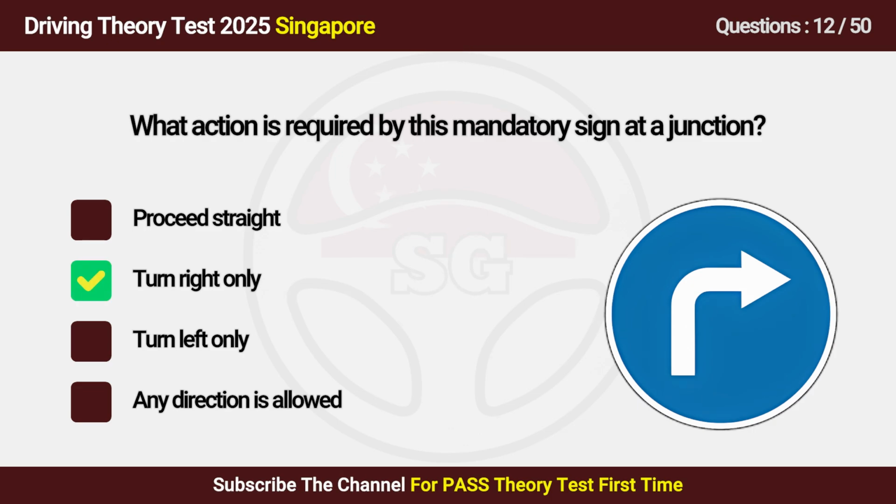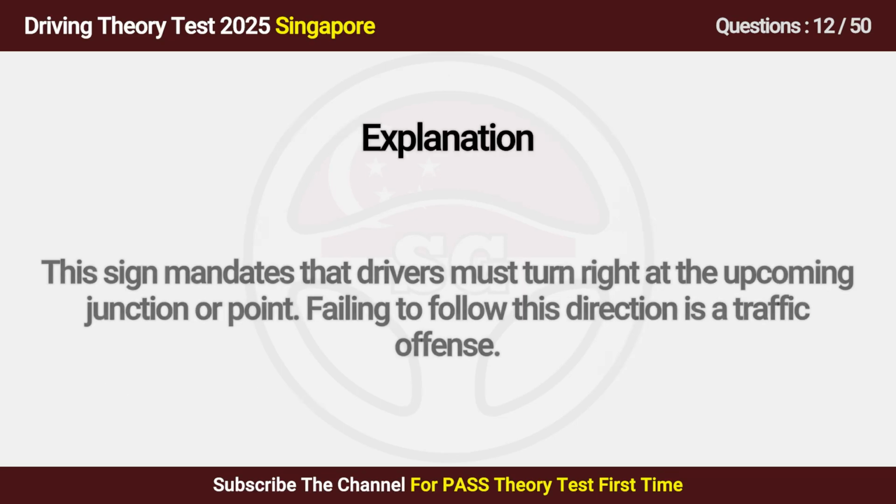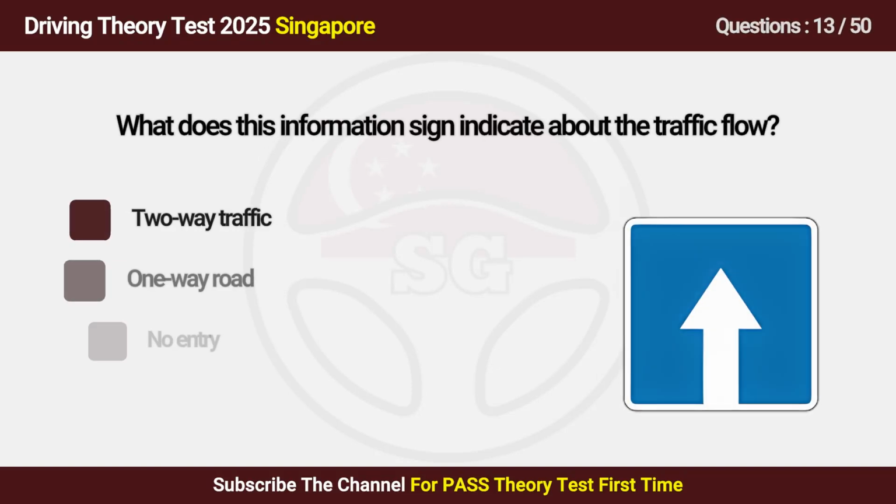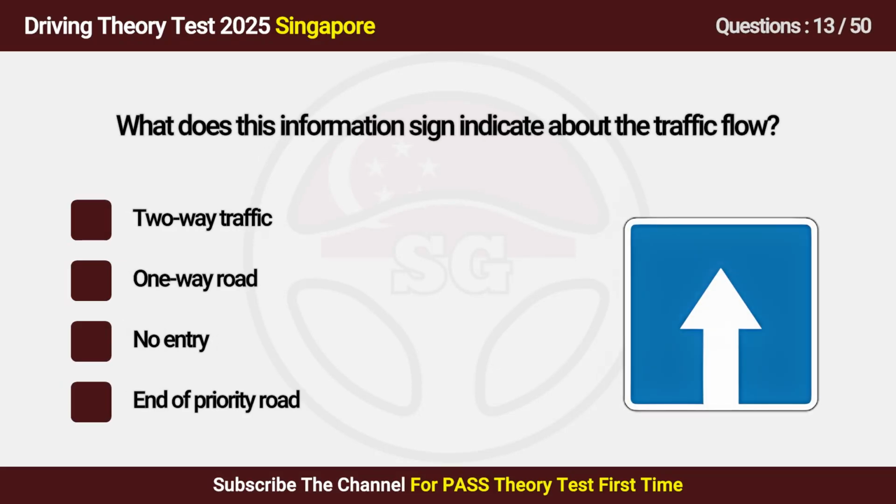Answers is B. Turn right only. This sign mandates that drivers must turn right at the upcoming junction or point. Failing to follow this direction is a traffic offense. Question 13. What does this information sign indicate about the traffic flow?